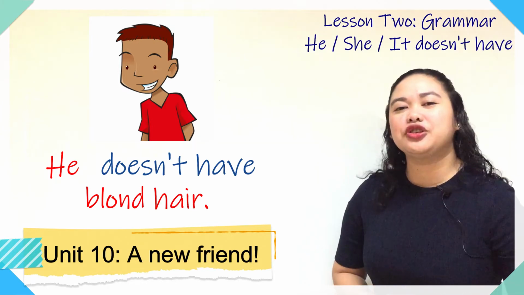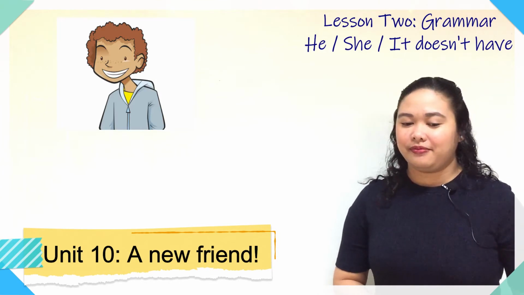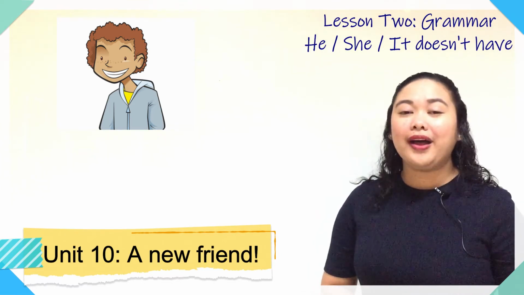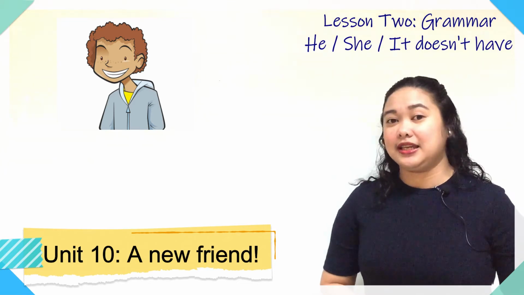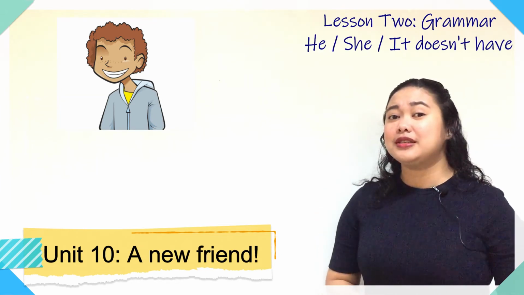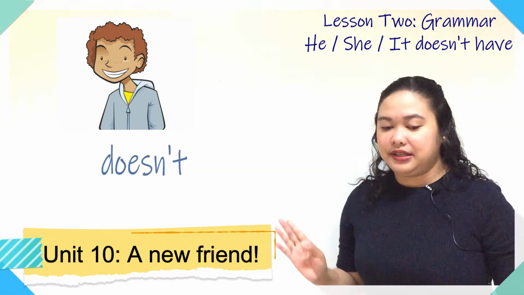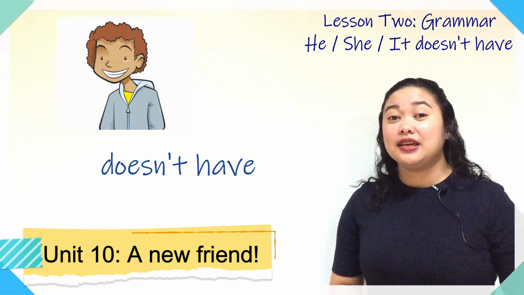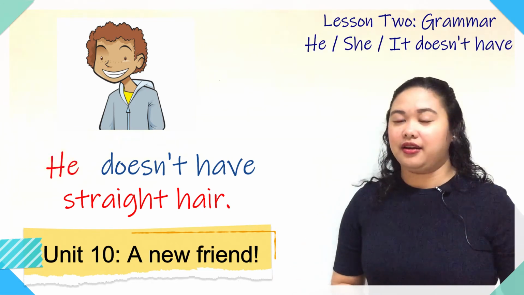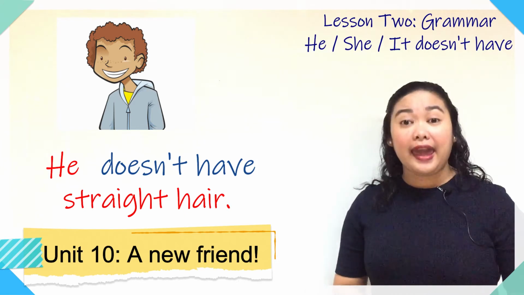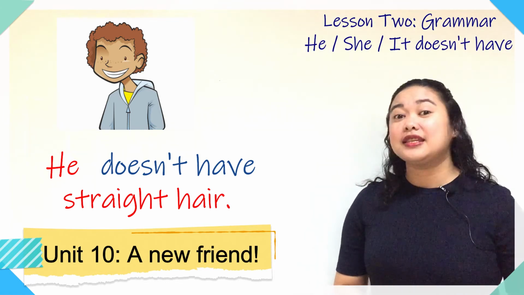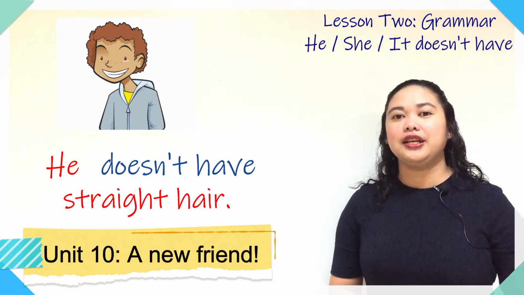Good. Let's move to picture number 5. Look at this one. Is it a girl or a boy? It's a boy. So what pronoun are we going to use on this picture? Is it a he or a she? We use he. Good. And we will use doesn't have. He doesn't have straight hair. Okay? He doesn't have straight hair. He has curly hair. Alright? He doesn't have straight hair. He has curly hair.